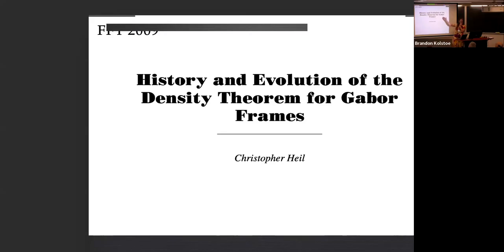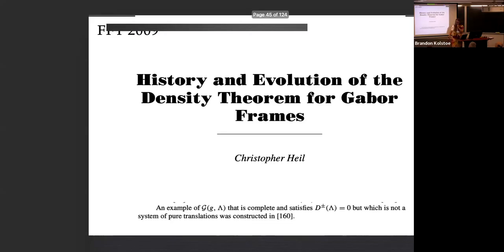So from that exact review article, we have this line that we have an example of a Gabor system that is complete. Think of spanning, hand-wavy, if you don't know what that means, where both the upper and lower Beurling density is 0, but it's not a system of pure translations. And the speaker had said it is unknown if such a system exists. And I, barely able to move my body, raised my hand, slouching back in my chair, and I was able to say, no, it is known.